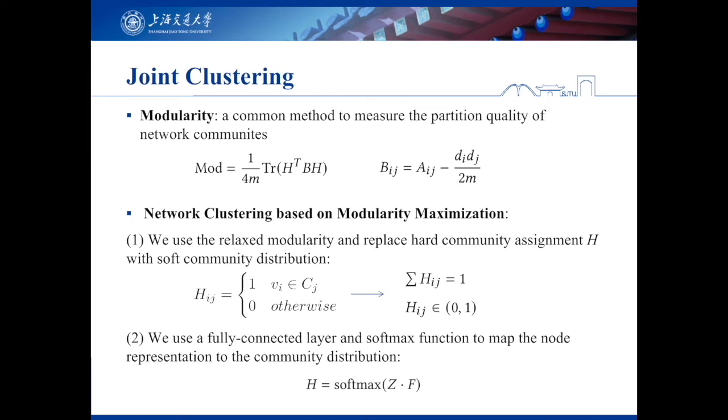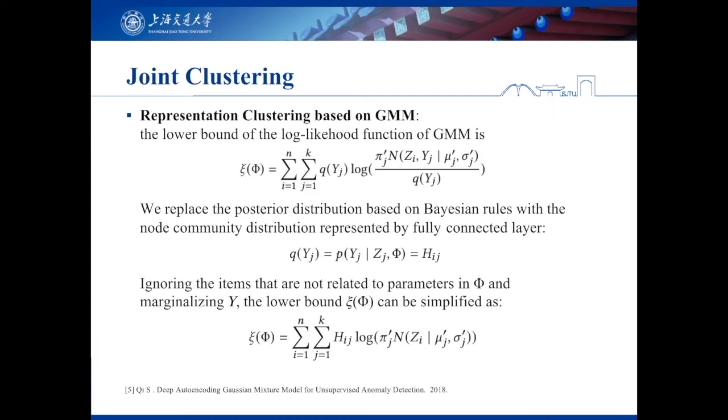However, many existing studies show that communities in most complex networks are overlapping, which means one node can belong to multiple communities at the same time. Therefore, we used the relaxed modularity and replaced hard community assignments H with soft community distribution. In order to associate community distribution with node representation and then optimize the node representation according to the clustering objective, we use a fully connected layer and a softmax function to map the node representation to the community distribution. In addition to the clustering of network structure, the output representation of the variational autoencoder can also be clustered, because it contains structure and attribute properties of the network.